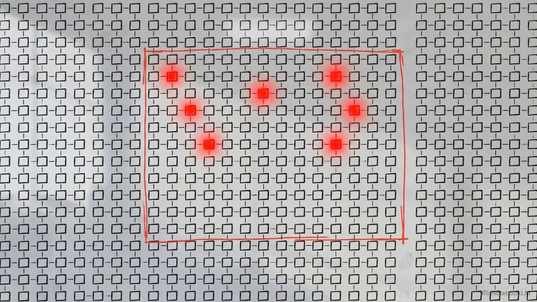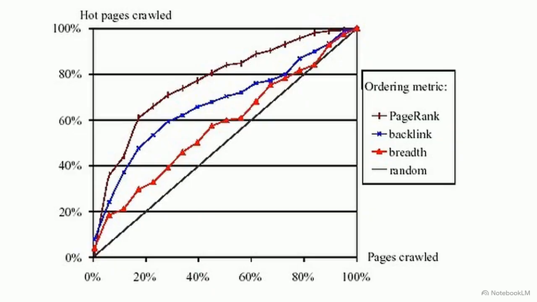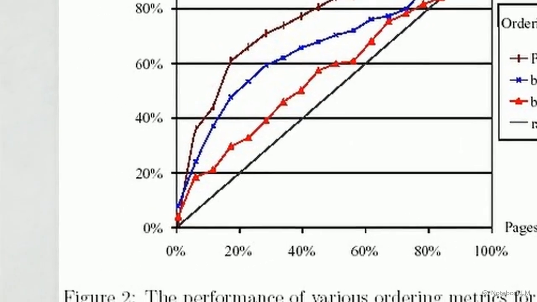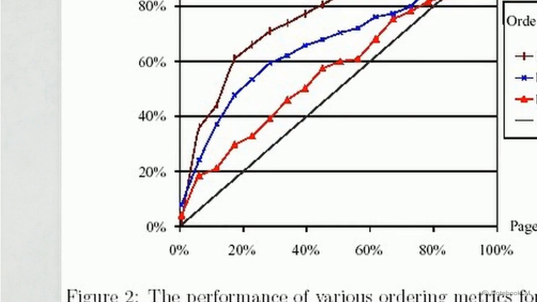within that strict budget. This line graph displays the empirical performance data for different selection algorithms, plotting the percentage of total pages crawled against the percentage of hot pages captured. The straight diagonal line serves as the baseline. This is a purely random crawl, which scales linearly. Capturing 20% of the hot pages requires crawling 20% of the entire web.